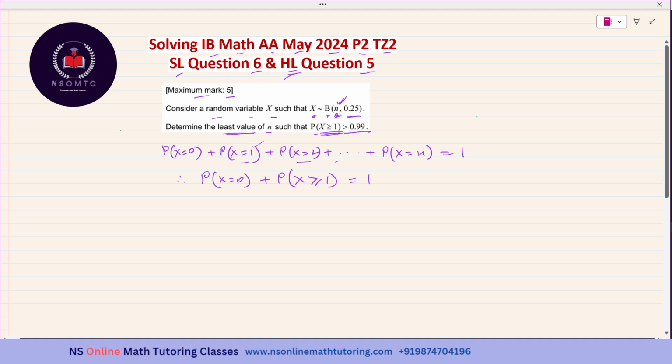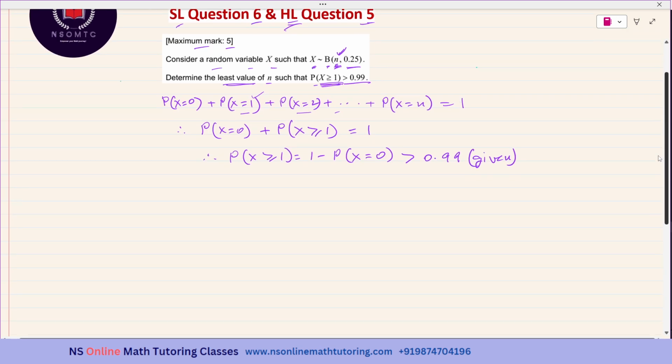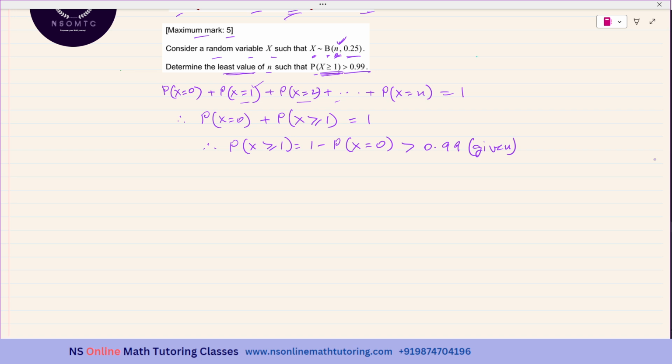Okay, therefore P(X ≥ 1) is equal to 1 minus P(X = 0), which is greater than 0.99, given. Okay, so 1 minus P(X = 0) is greater than 0.99.